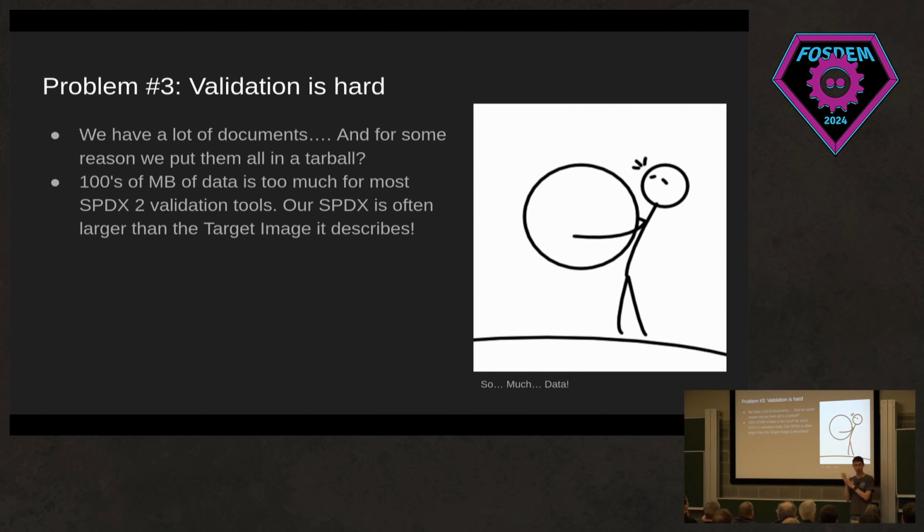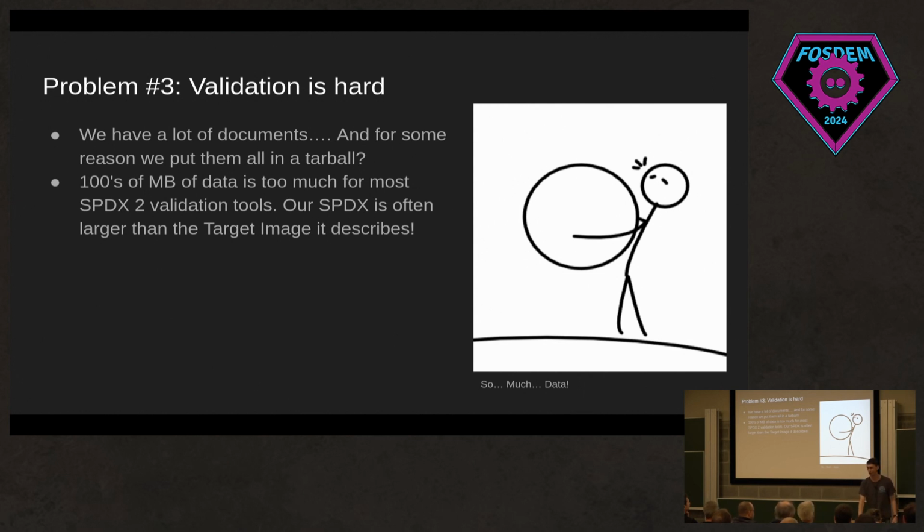People don't know how to pull in a tarball full of SPDX documents to validate it. And also the data was just huge. So a lot of the early validation tools for SPDX 2 just couldn't handle the sheer amount of data we were producing. For a root file system image that we would generate that was 100 megabytes of data, for an embedded system, we were generating 150 to 200 megabytes of SPDX. So there was more SPDX data than actual data.